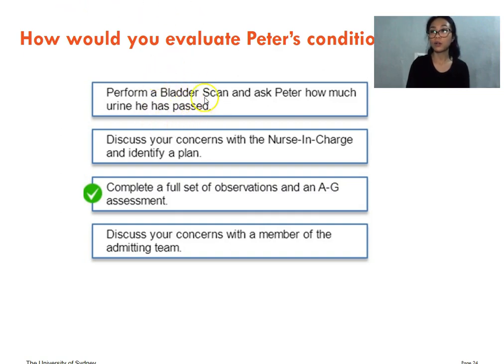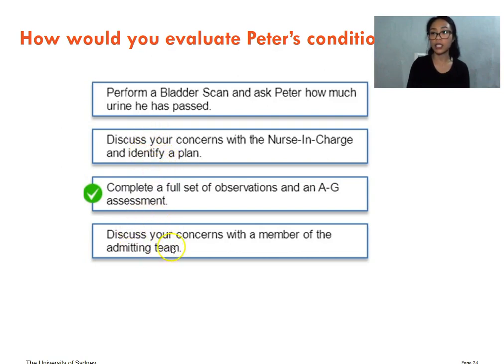While you could perform a bladder scan or ask how much he's passed, a full set of OBS and an A to G assessment should be completed in order to identify any further early or late signs of deterioration. Before you go ahead and discuss your concerns or the condition of the patient with the nurse in charge, you should have your full set of vitals and an A to G assessment ready to be able to report that to them through an ISBAR handover.